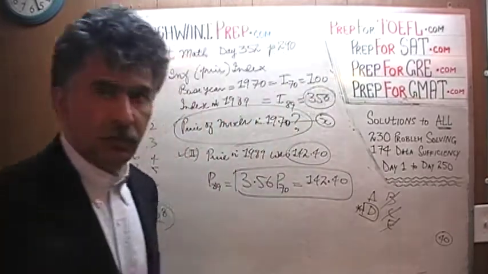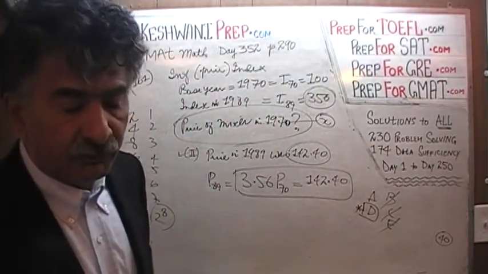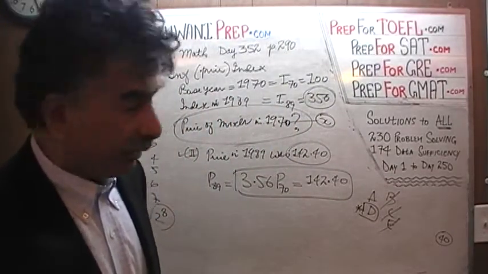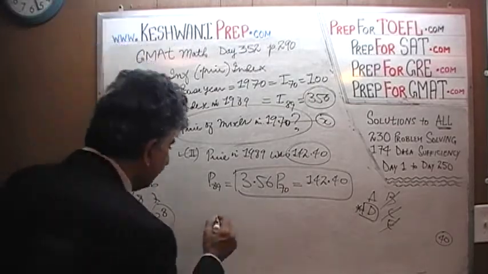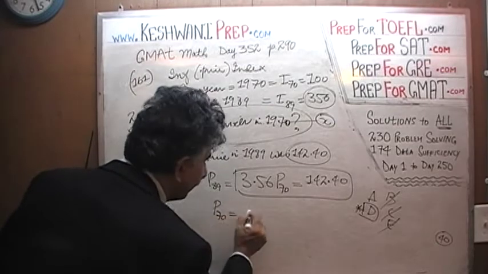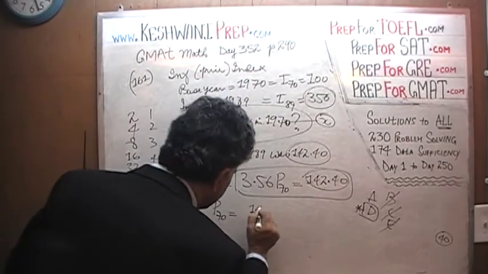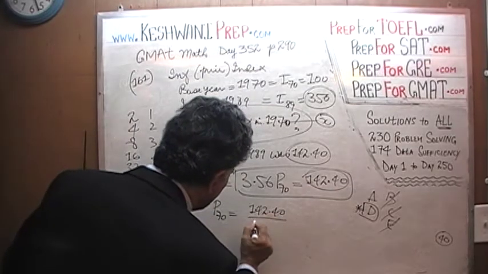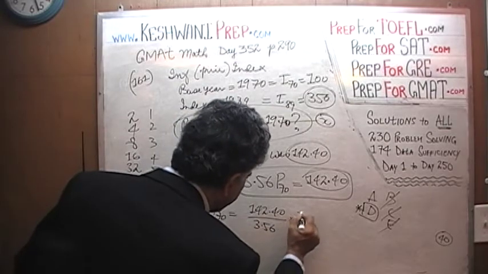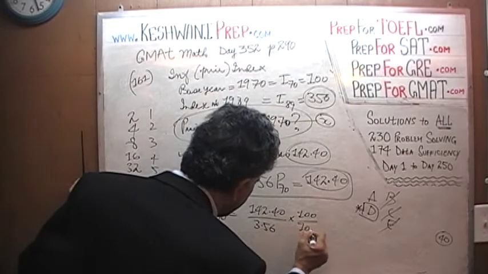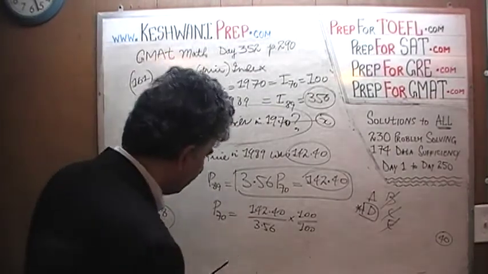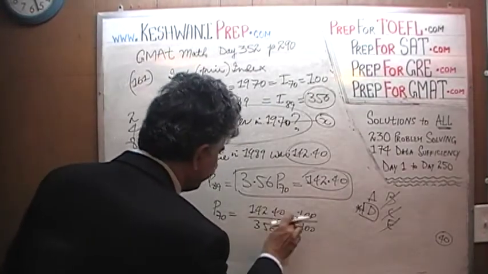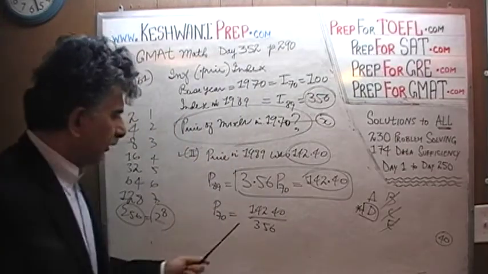That's it. For the next few seconds, we can actually finish it up just for the hell of it, but not in the real exam. Do you understand? It's very simple, as we said. The price in 1970 is simply going to be 142.40 over 3.56. Multiply top and bottom by 100 one more time, and we can just move the decimal. That's it.